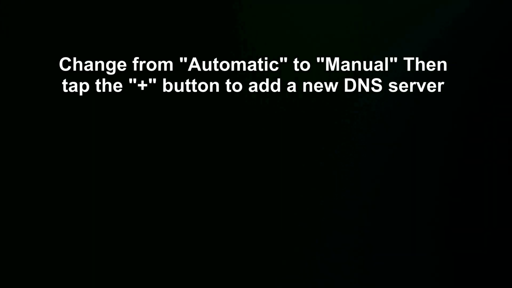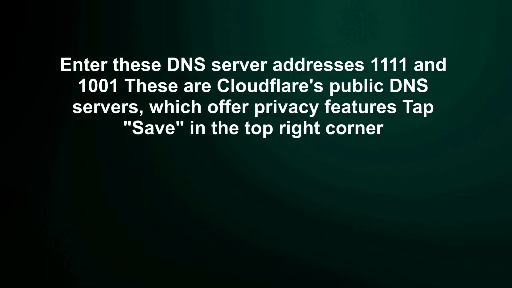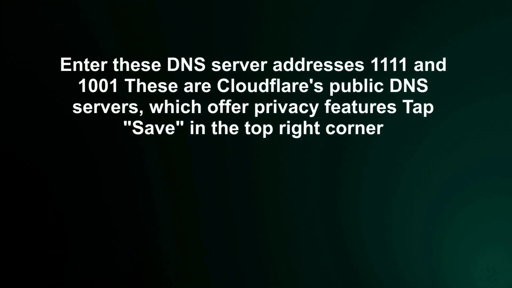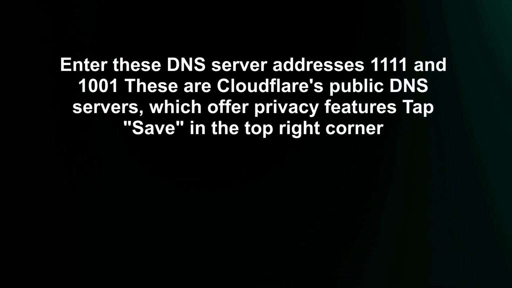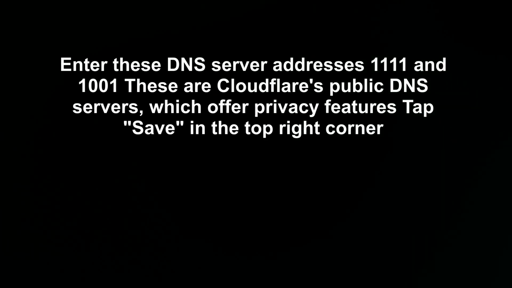Change from automatic to manual, then tap the plus button to add a new DNS server. Enter these DNS server addresses 1.1.1.1 and 1.0.0.1. These are Cloudflare's public DNS servers, which offer privacy features. Tap Save in the top right corner.